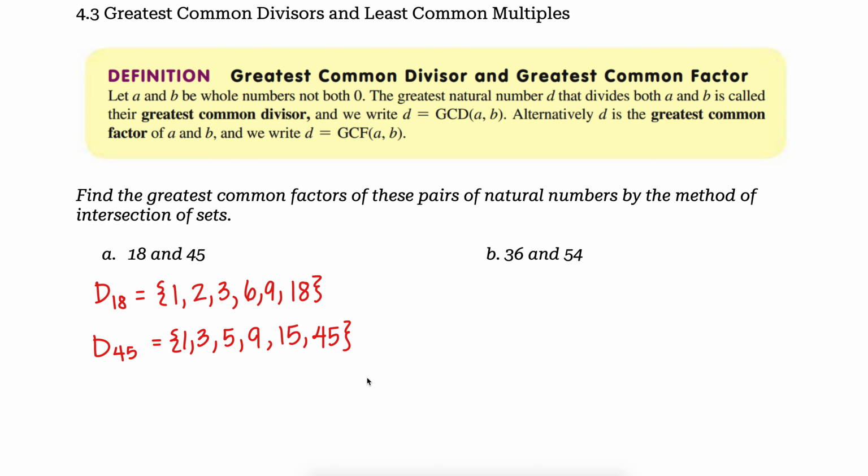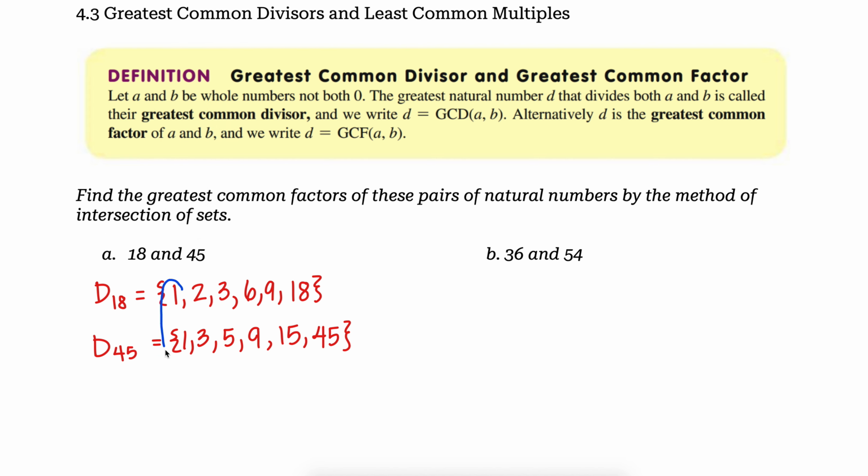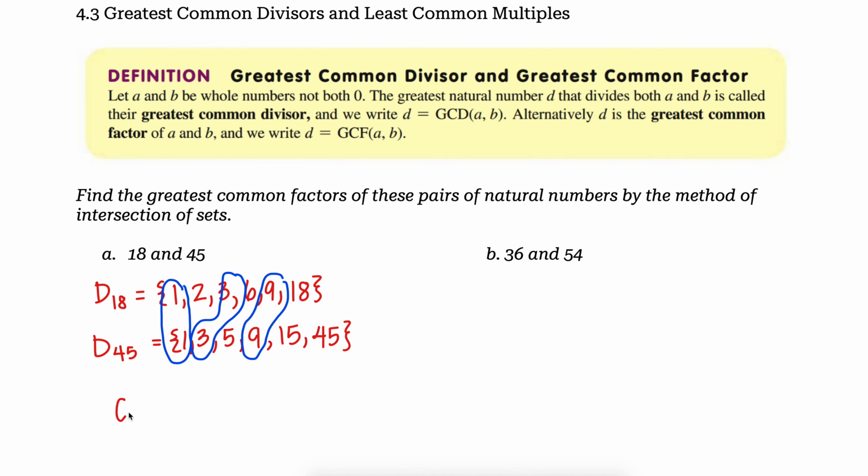To find the greatest common factor, the greatest common divisor, you want to look where these intersect. Where do these two sets intersect? At which numbers? Well, they both contain a 1, they both contain a 3, and they both contain a 9. The greatest of those, the largest of those, is the 9. So the greatest common factor is 9. And you can intuitively know that, but by listing out all of the factors as sets, you can, in a sense, prove why that's true.